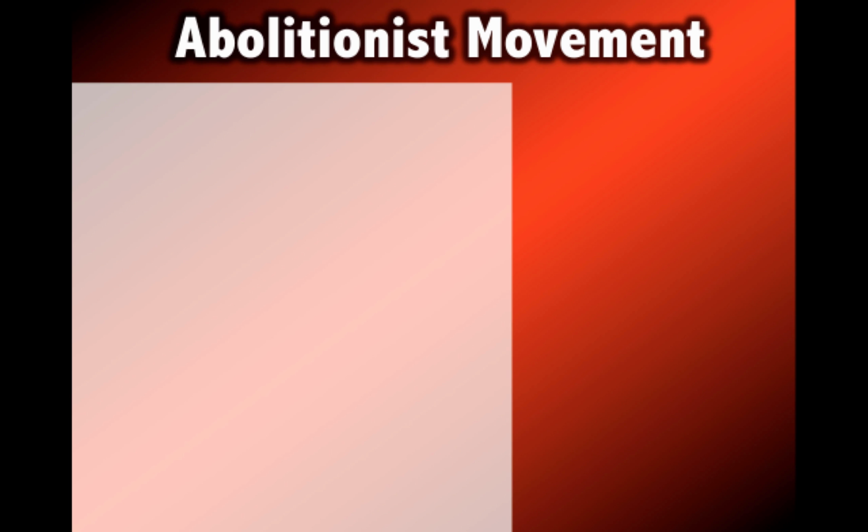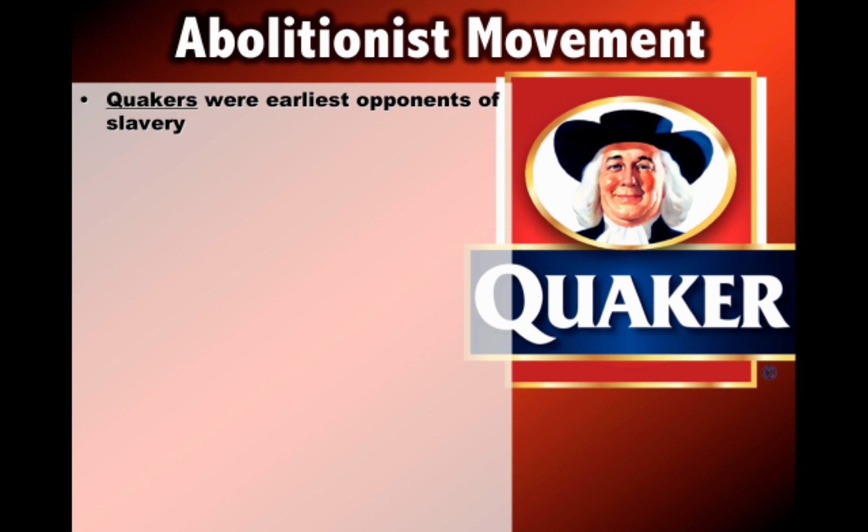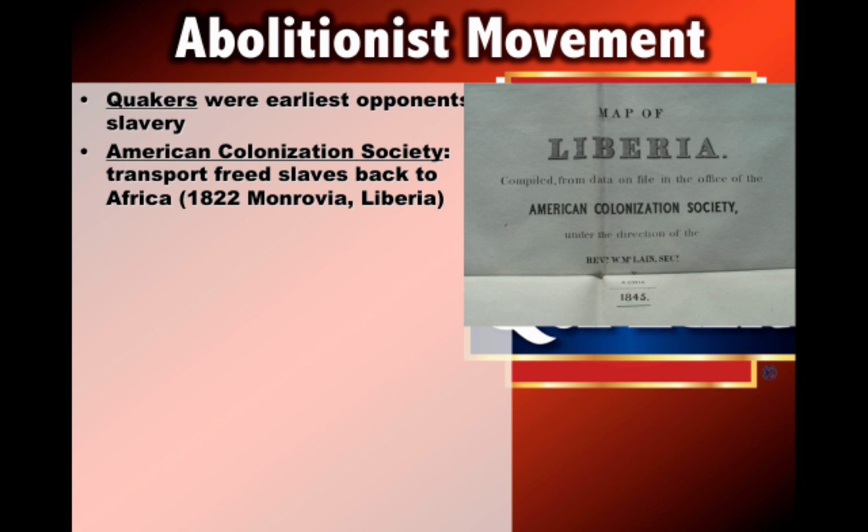You're also going to see the growth of an abolitionist movement as time goes on. One of the earliest opponents of slavery were Quakers. They were opposed to not only war, but also the institution of slavery during the colonial period. You also get other movements like the American Colonization Society. Their whole thing was to free slaves and then send them back to Africa.